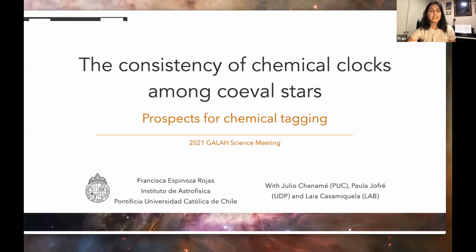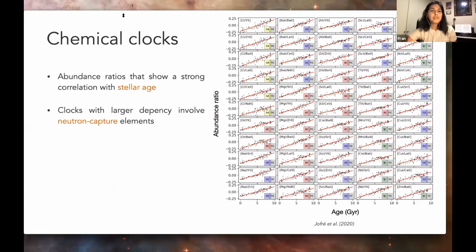First, I'm going to introduce the concept of chemical clocks. Chemical clocks are abundance ratios that have been found to follow a strong relation with stellar age. One remarkable work about this is that of Paula Joffre with solar twins, in which they found 55 different abundance ratios with this behavior. The explanation behind this behavior comes from the different timescales of the different nucleosynthetic families.